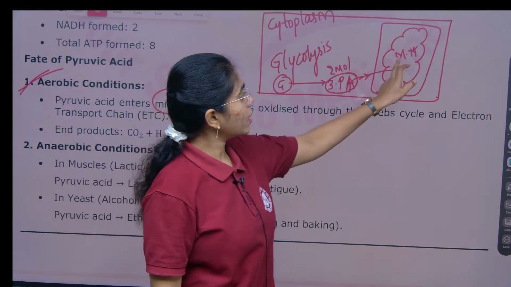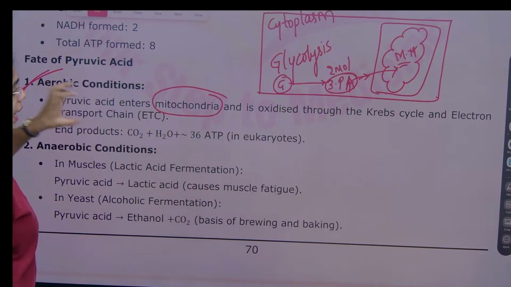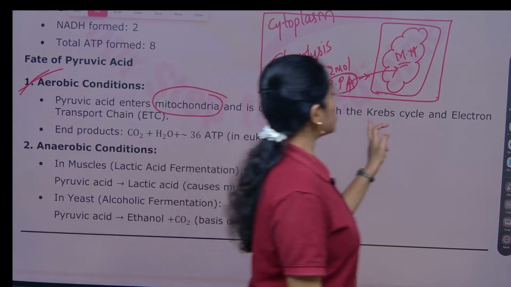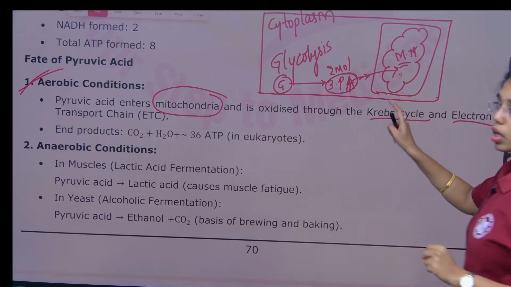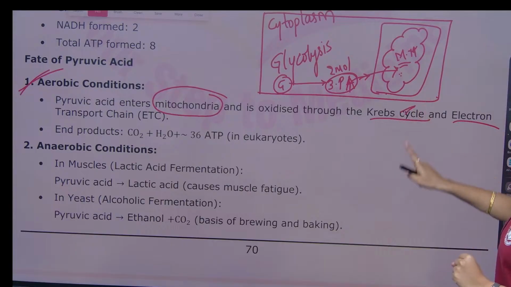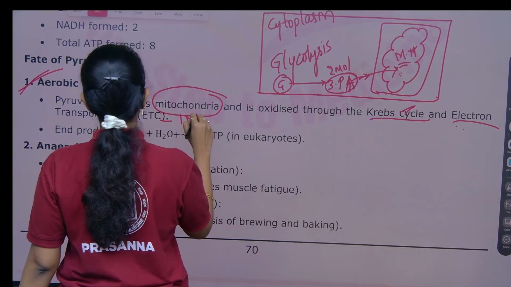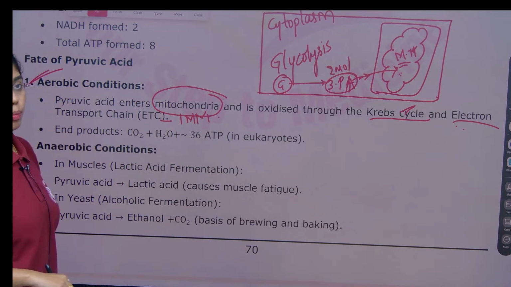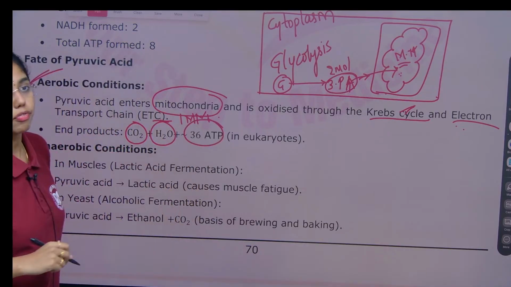In the mitochondrial matrix, pyruvic acid is oxidized through the Krebs cycle and electron transport chain. Once it enters the matrix, it undergoes the Krebs cycle and then the electron transport chain. ETC occurs in the inner mitochondrial membrane. The end products of aerobic respiration are carbon dioxide, water, and 36 ATP in a eukaryotic cell.